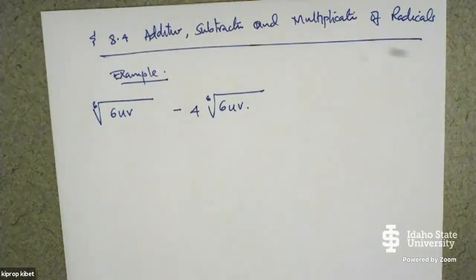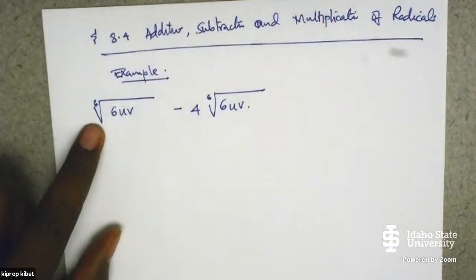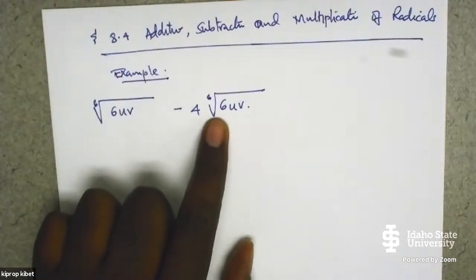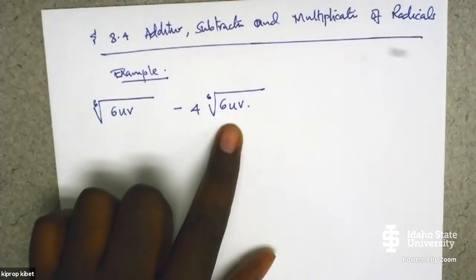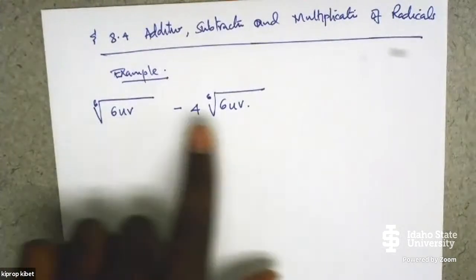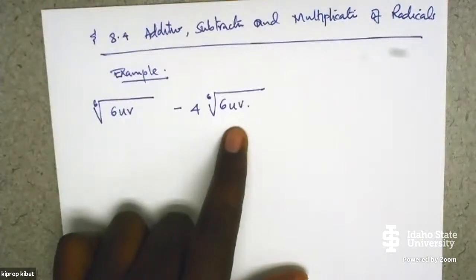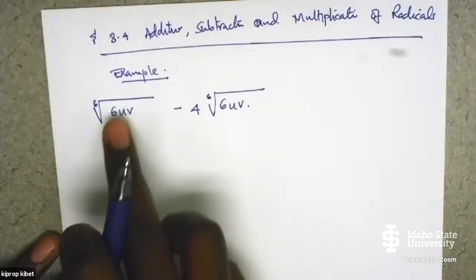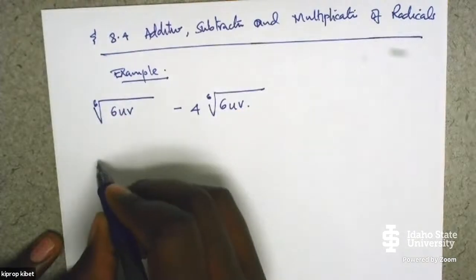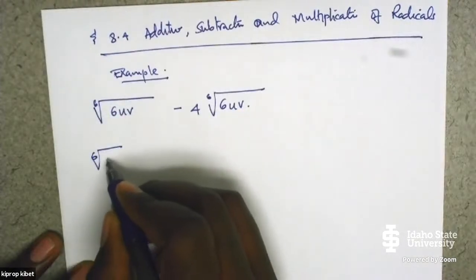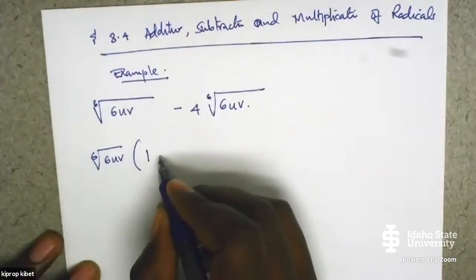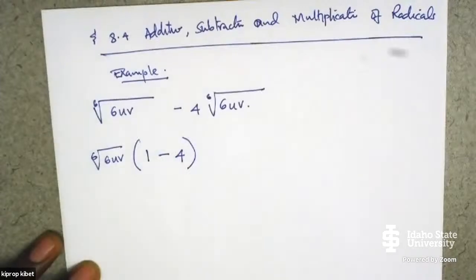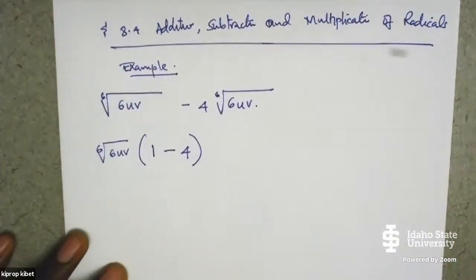So in this case, this radical here is actually of the same kind. So since they are the same, then you can do what? You can factor it out, right? So you can factor out the 6th root of 6uv. And then what you get inside here is what? 1 minus 1.